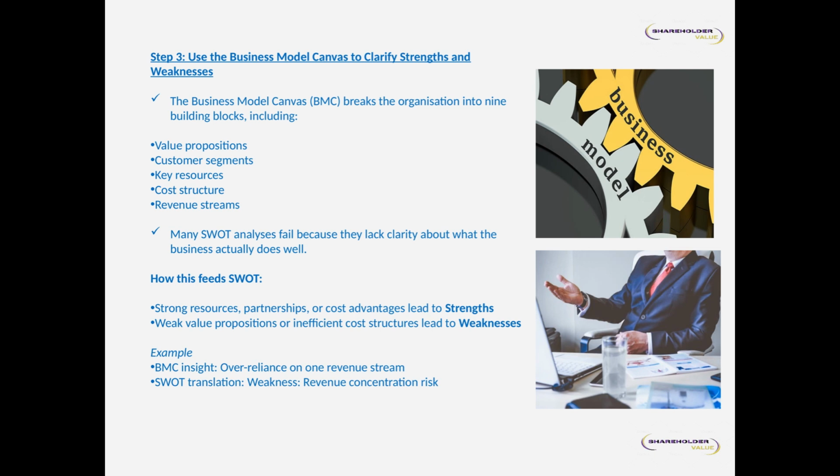To give an example, if the canvas shows the business depends heavily on just one revenue stream, this translates directly into a weakness in the SWOT, a risk tied to revenue concentration. Using the business model canvas this way makes the SWOT more concrete and actionable.